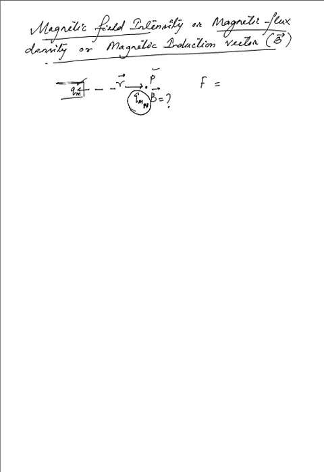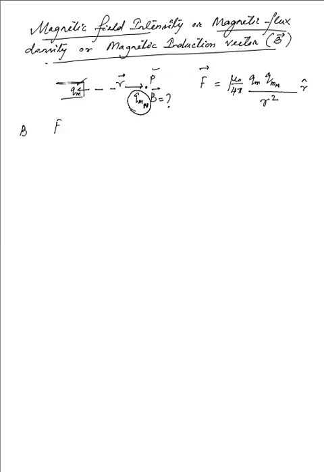Now that unit magnetic north pole, if placed at that point, would experience a certain force that is equal to mu naught divided by 4 pi times qm, that is the pole strength, or the magnetic charge over there, multiplied by the test north pole, and divided by the square of the distance. This is the force that was obtained from Coulomb's law in magnetostatics, the expression of force. Obviously this is directed along the direction of r.